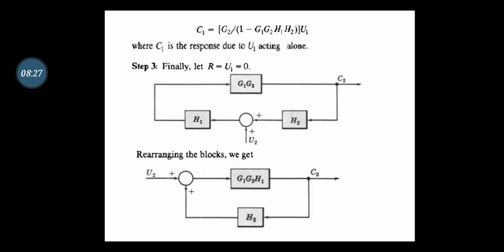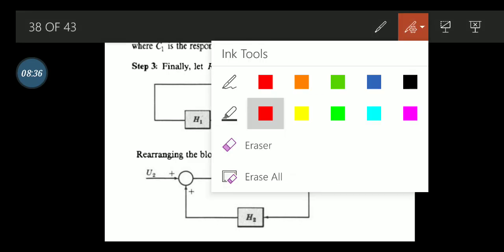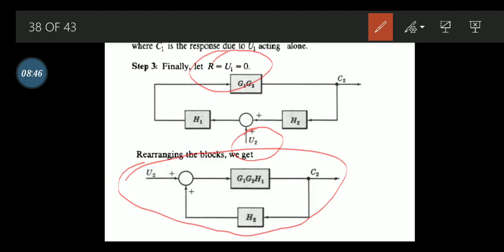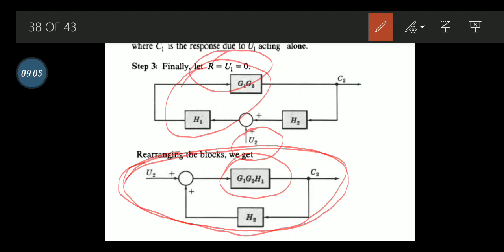Now next step. Here we set the two input responses, R and U1, to 0. Here we consider the U2 input response alone. Rearranging the blocks, we get this: H1 G1 G2 are in cascade form, so eliminate these cascade blocks. Then we get G1 Z2 and H1 that can be represented in a single block, then the equivalent block diagram can be represented like this.